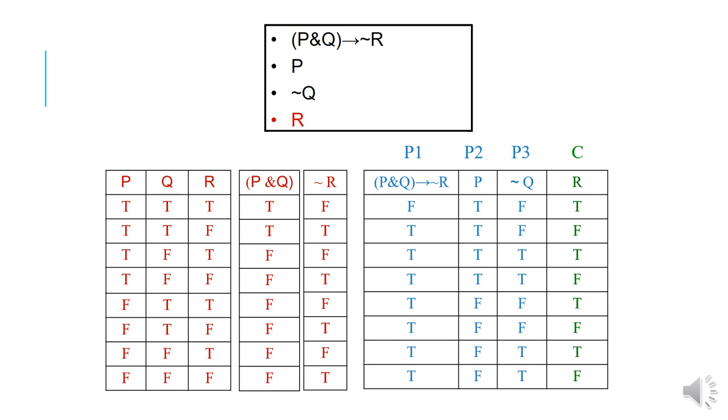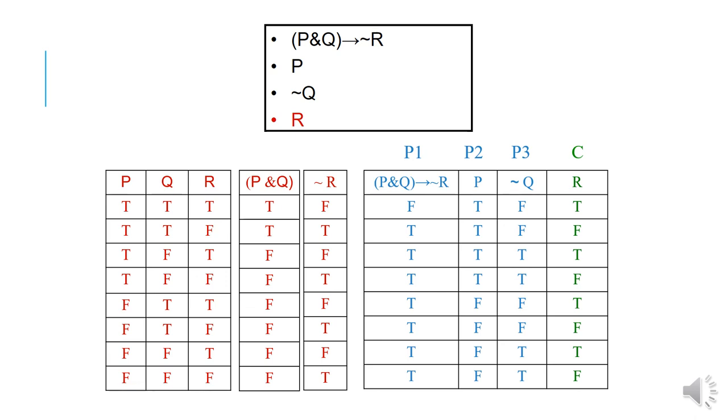In row 3, you see true, true, true, but the conclusion is true, so that doesn't tell us anything. In row 4, you see the premises are true and the conclusion is false. This is what we're looking for to determine whether or not an argument is valid or invalid. If I find a row where the premises are true and the conclusion is false, then I'm done. I can stop my work there. I know that my argument is invalid.